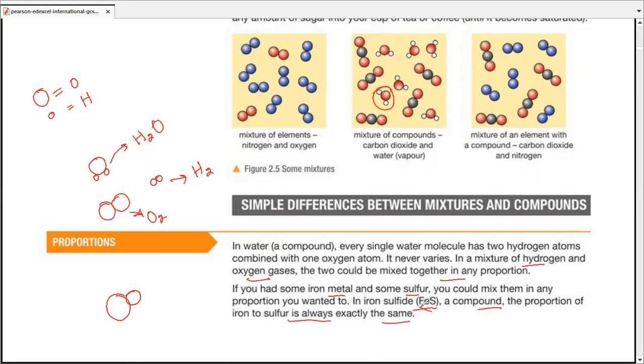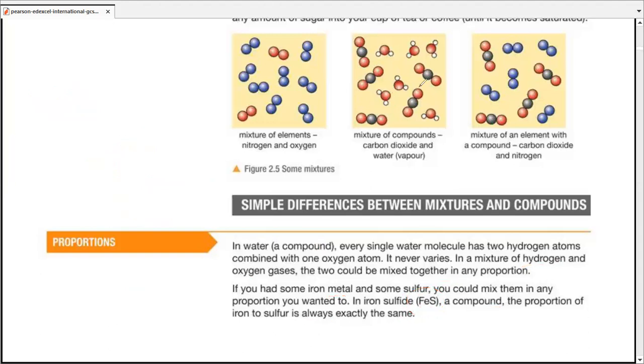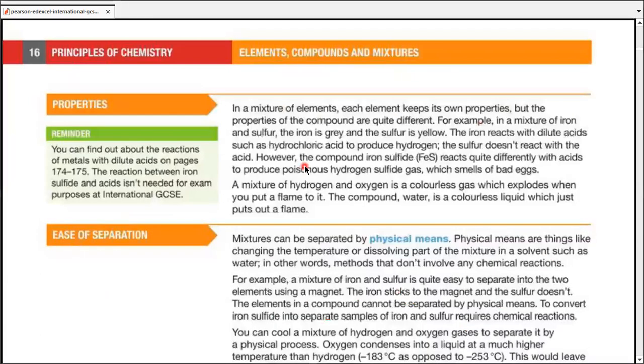They're always going to remain the same, since that's a compound. In case of a mixture, the proportion can be different. In case of a compound, it has to stay the same, right? I hope you get the point. So the difference of proportion always comes in mixtures, but never in elements or compounds.